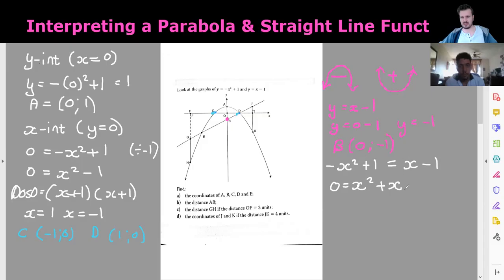Okay. And so now we can take everything to one side. It becomes x squared plus x, because the negative x goes to the side and becomes plus x. Plus 1 becomes minus 1, so we have minus 2 like this. These will now give us two answers. When we factorize this, we get x plus 2 and x minus 1. So x is -2, x equals 1.